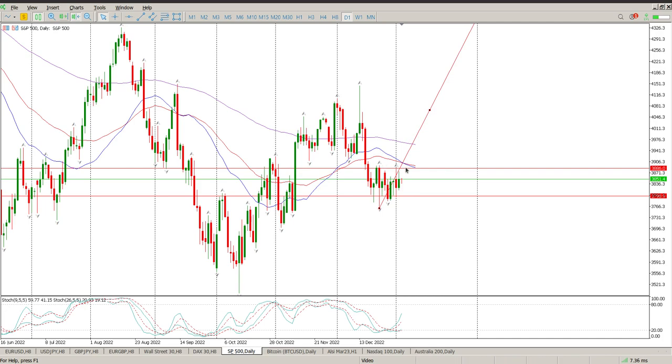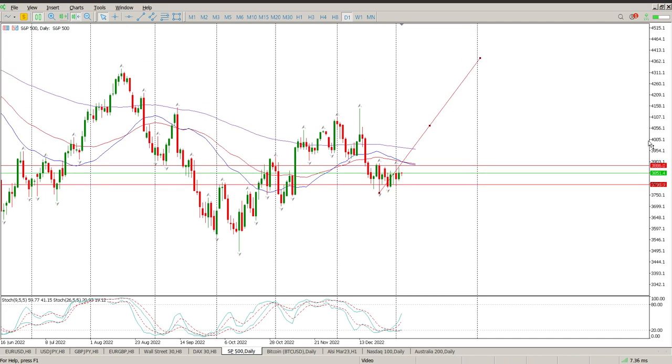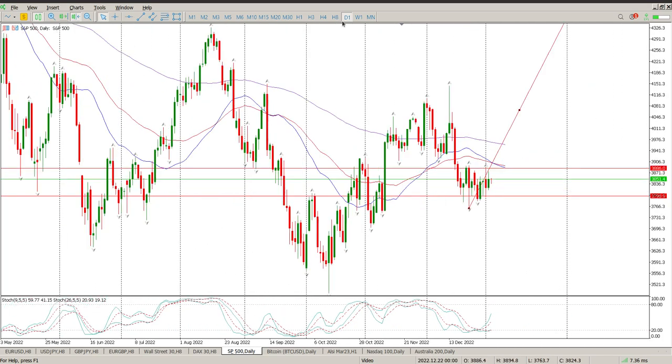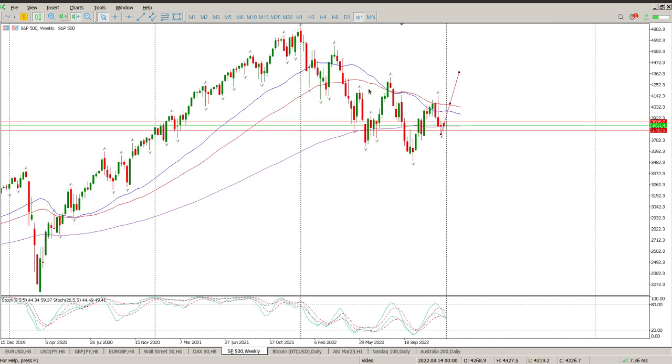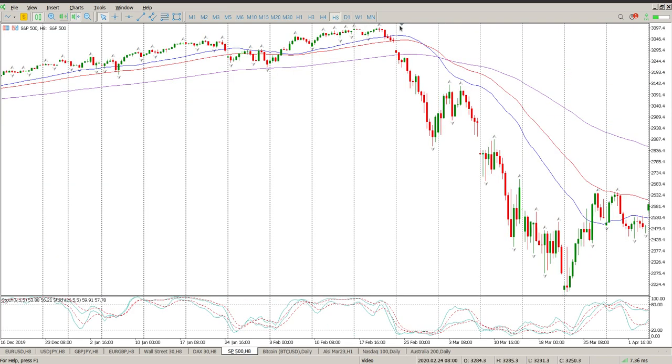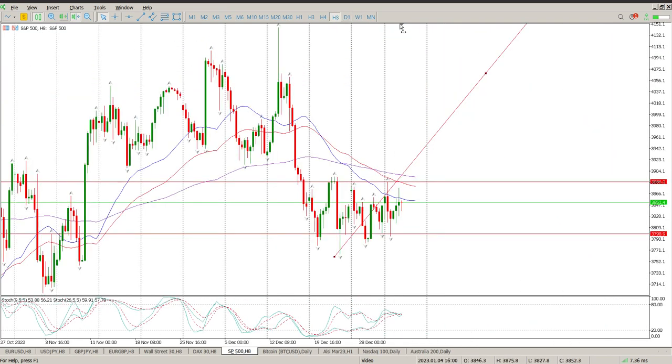But obviously we need to get above some structure before that happens, and that starts targeting not the all-time highs, but it does start targeting some structure a little bit higher up in this zone here. And there's a gap up there as well. So that's kind of the macro view that we're looking at the moment. But obviously we need to get above structure before that happens.